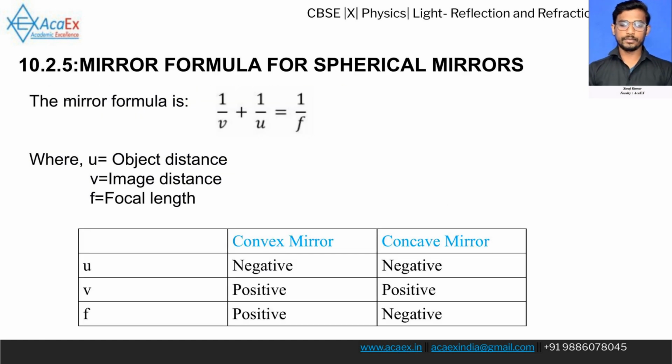Mirror formula. The relationship between the object distance, u, image distance, v, and focal length, f, of a spherical mirror is given by the mirror formula: 1/v + 1/u = 1/f, where u is the object distance, v is the image distance, and f is the focal length.